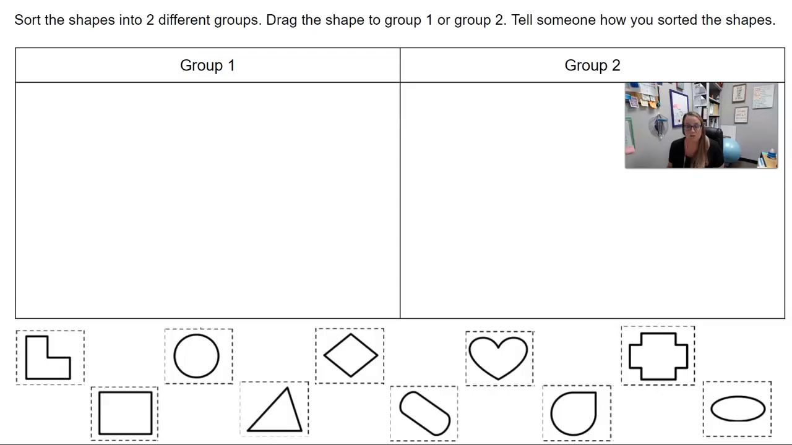Now it's going to be your turn. What you're going to do is you are going to have a paper that looks similar to this. If you're in school, it's going to look a little bit different. If you're at home, this is the one you're going to use. You're going to sort all of these shapes into 2 groups. If you're using the computer or your iPad, you're able to drag them and put them either in group 1 or group 2. If you're at school, you're going to cut them out and glue them either on group 1 or group 2. If you're at home and you want to do it that way too, that's fine. Then you're going to tell someone how you sorted the shapes.